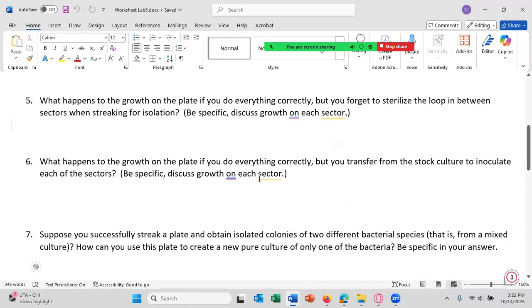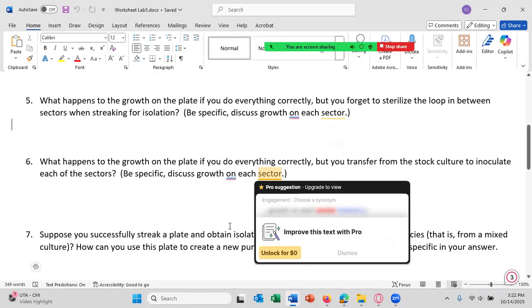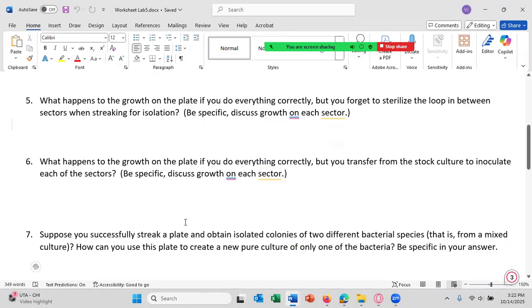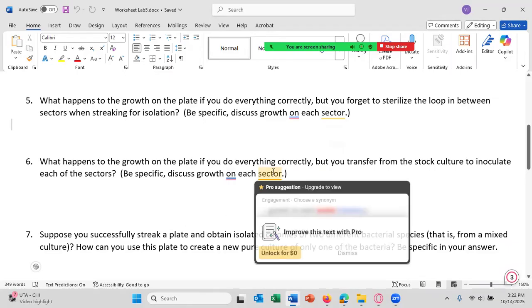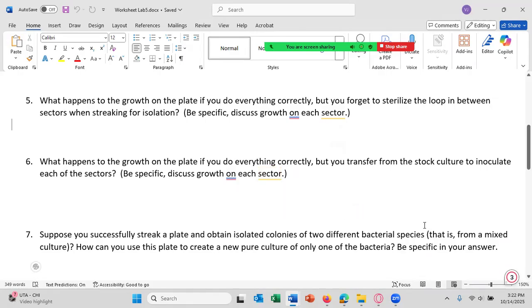6 is a little similar, but a little different. What happens to the growth on the plate if you do everything correctly, but you transfer from the stock culture to inoculate each of the sectors? Once again, you must be specific and discuss the growth on each sector. Any questions about 5 or 6?